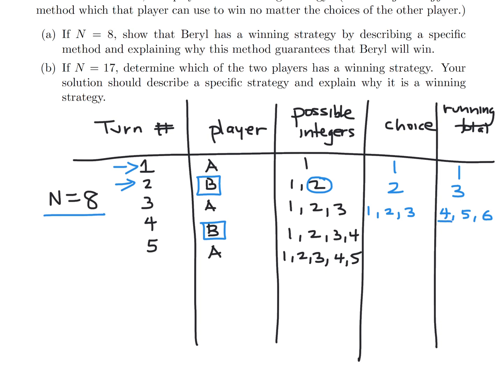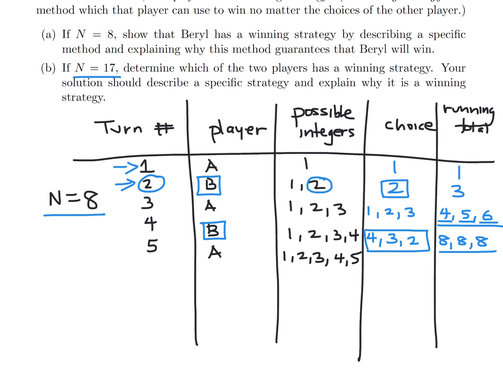So if the running total was 4, he just has to choose 4. If the running total was 5, he just has to choose 3. If the running total was 6, he just has to choose 2. And in all scenarios, the running total will be now equal to 8, and that will allow him to win. So his strategy really was on the second turn, make sure you choose a 2. And then regardless of what Alphonse chooses on the third turn, he can win by adding to the running total to get 8.